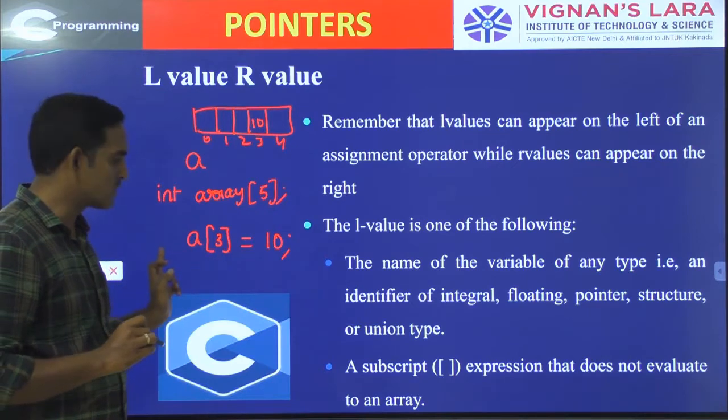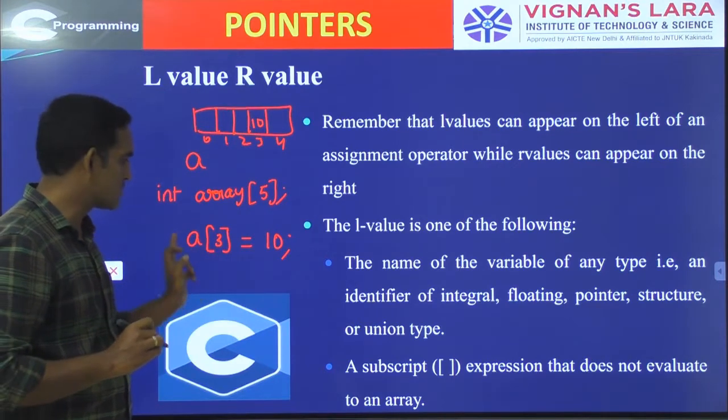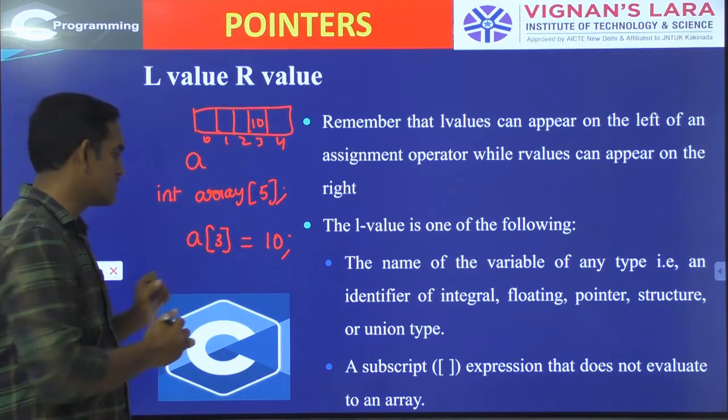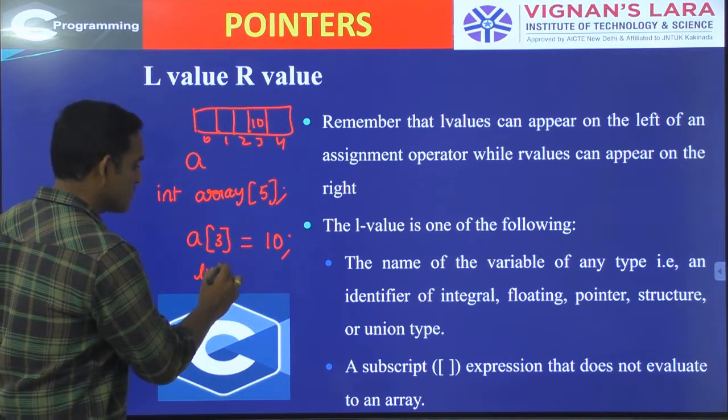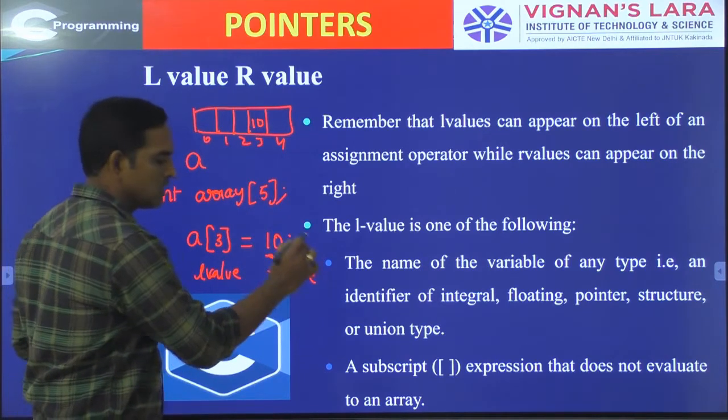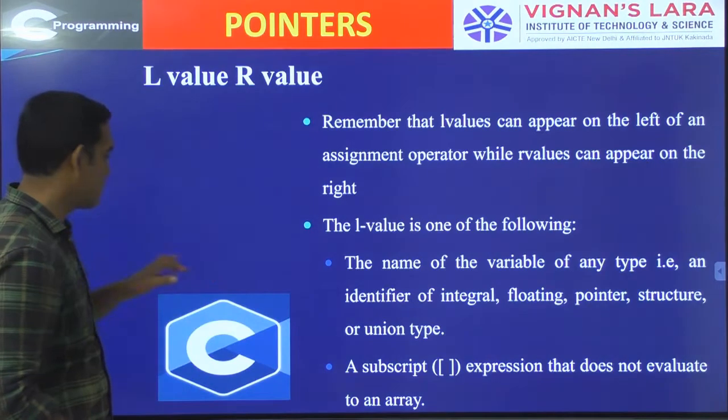This is the array subscript expression. This array subscript expression will get the value, and it has a memory. That is why this is an L value expression. And if it doesn't have any memory, it is an R value expression. Your constants are usually R value expressions.